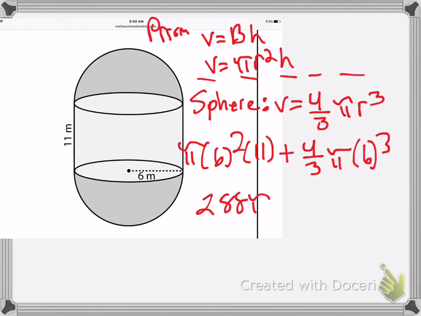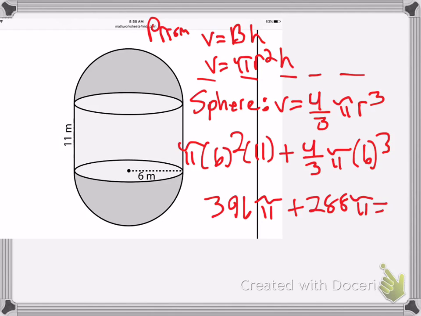Alright, and that's going to give me 396 pi plus 288 pi, which equals 684 pi, which is 2,148.85 meters cubed.